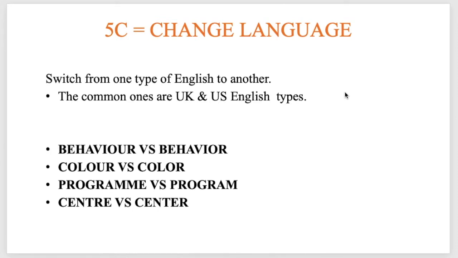Number one is change of language. We all know that there are two English types, English styles. We have the UK and the US. Some journals require your English to be UK English. Some require US English if you are submitting to a US based journal. So these are just a few examples: behavior, color, program, center. This is how they differ between the UK and US.